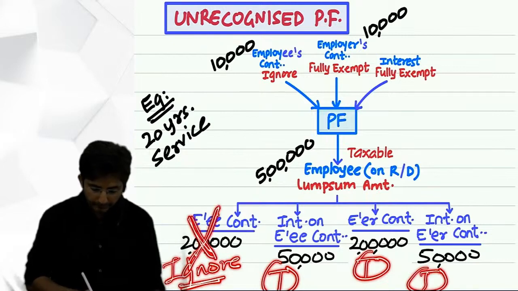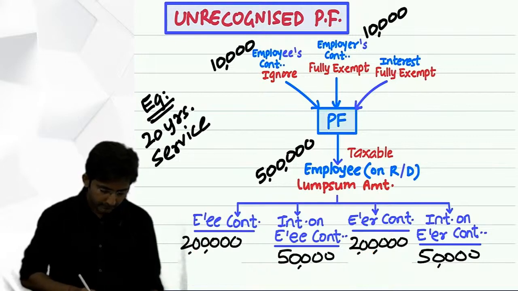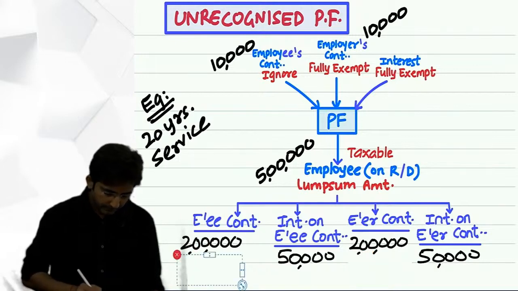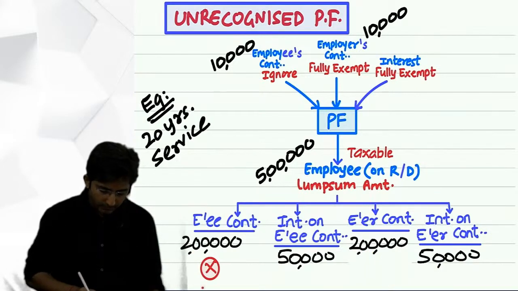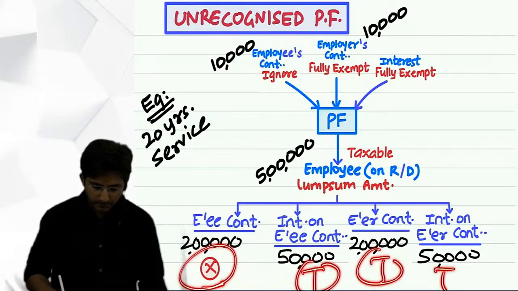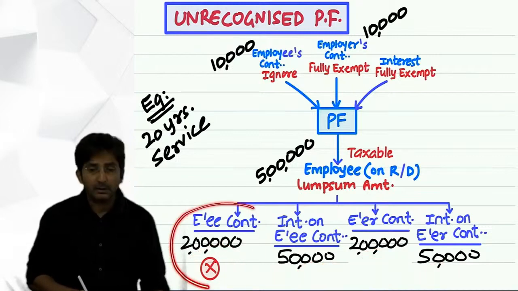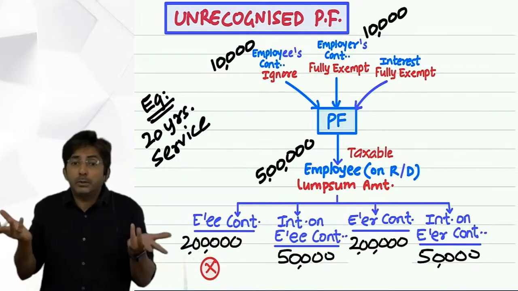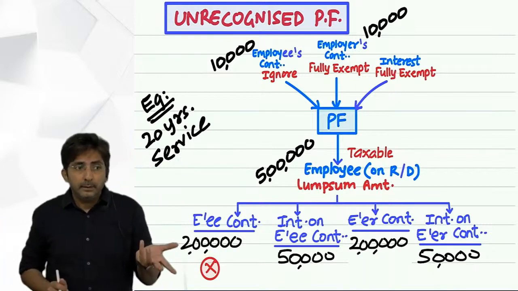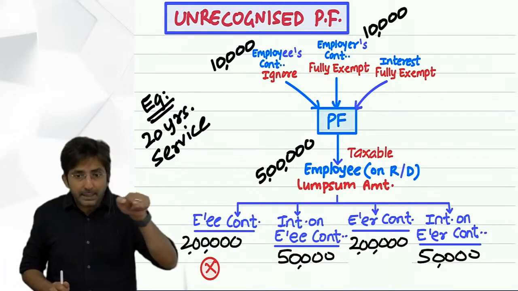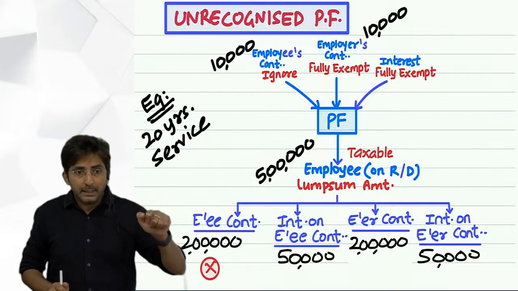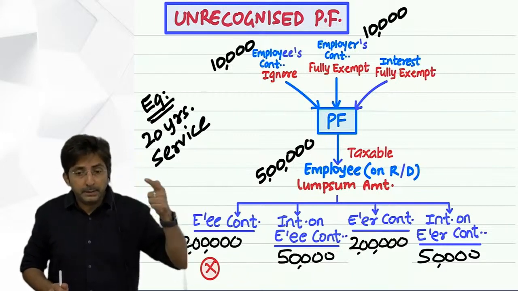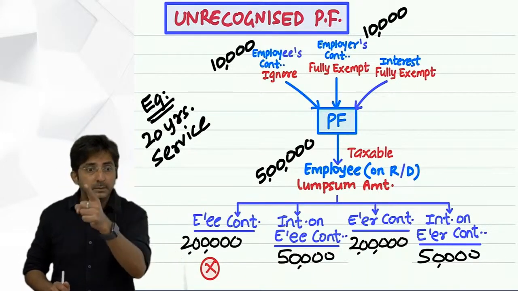You think why? This is not taxable, but this is taxable, this is taxable, this is taxable. So tell me why this amount is not taxed? Because where did the employee's contribution come from? It was deducted from your basic salary. And basic salary, on a year to year basis, was taxed on a gross basis.